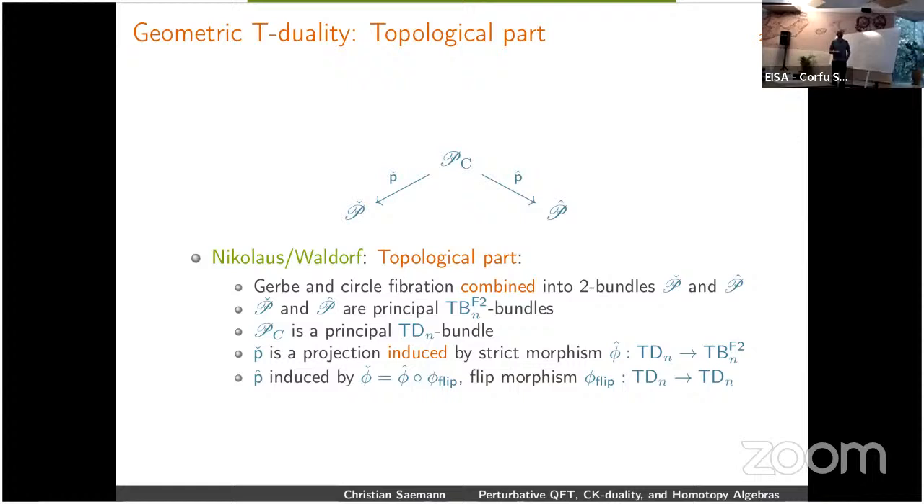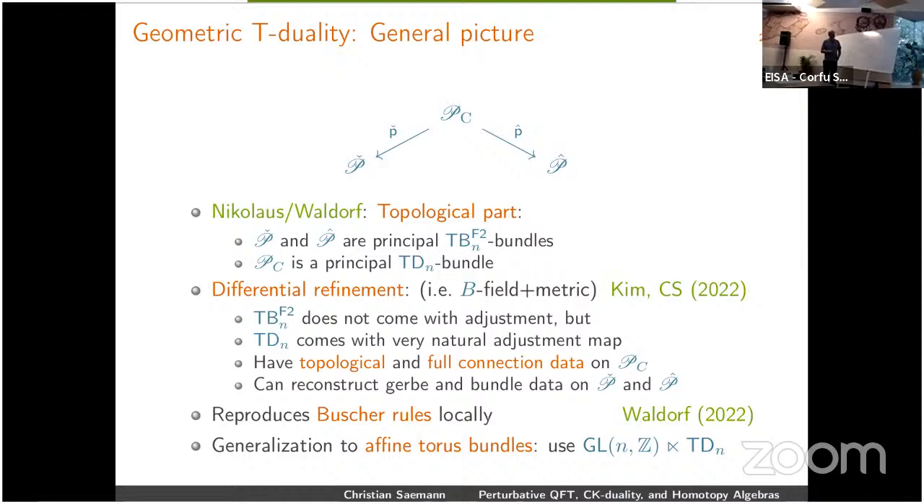Okay, so that's their picture, and it's very, very nice, certainly, that this works. So now let's extend it, let's differentially refine it. And the first shock, which was very interesting for us, is that this group doesn't come with an adjustment. So we can't define connections and curvatures here.